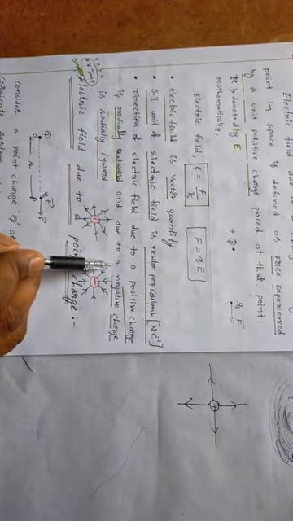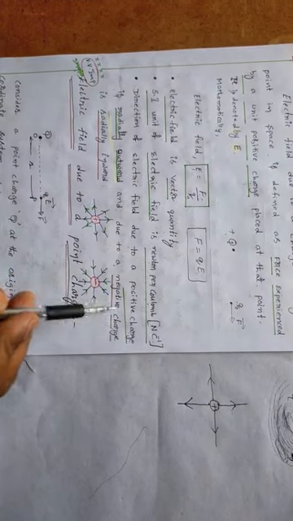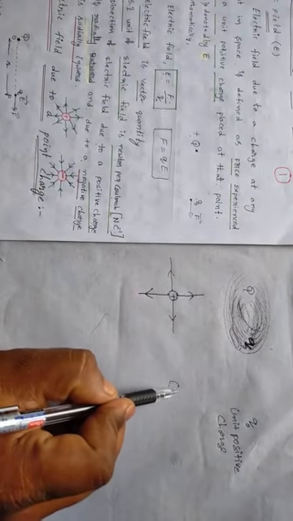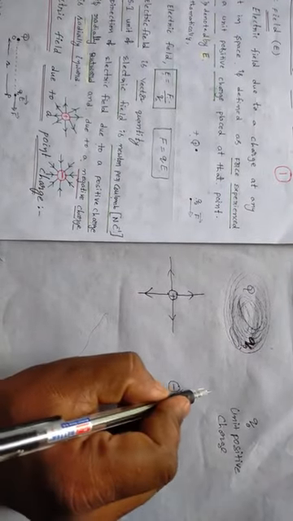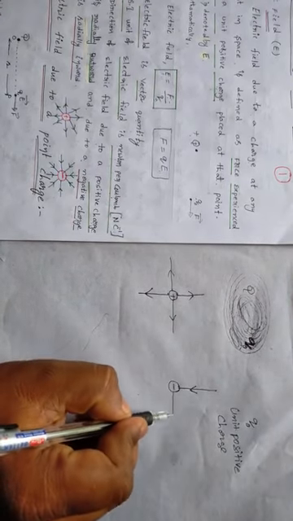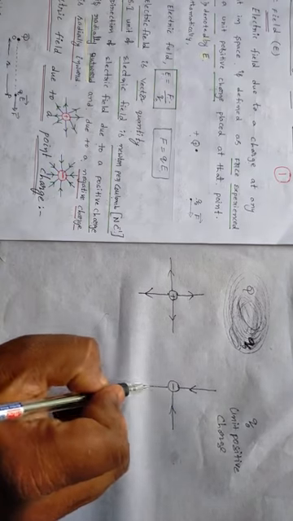Due to the negative charge, the direction of electric field is radially inward. Here I am taking one negative charge. Due to this negative charge, the electric field direction we can show inward. Inward means towards the charge.